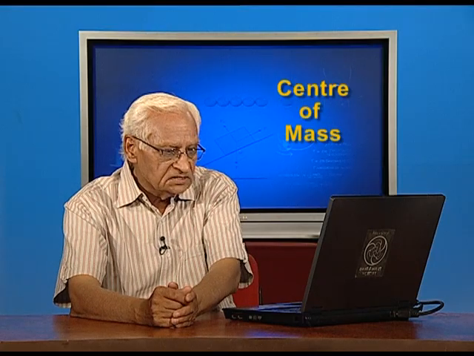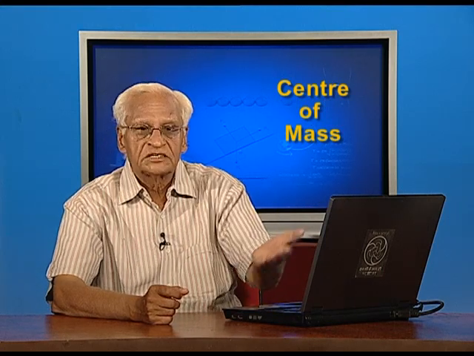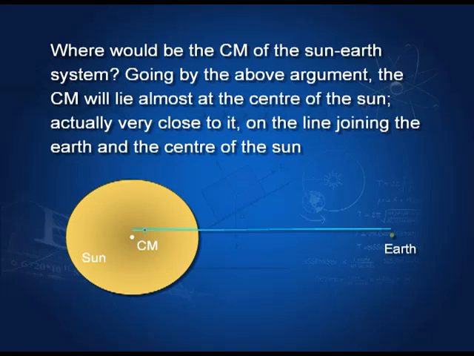Where is the center of mass of the sun and the earth? The sun is very heavy compared with the earth, very highly massive compared with the earth, and therefore we expect their center of mass to lie very close to the center of the sun. In fact, if you calculate, you can see that it lies very close to the center of the sun, inside the sun.